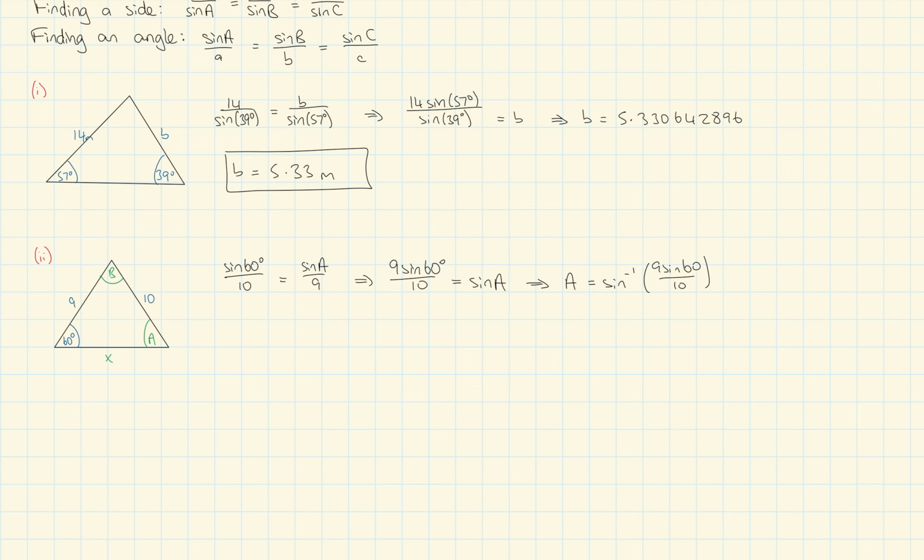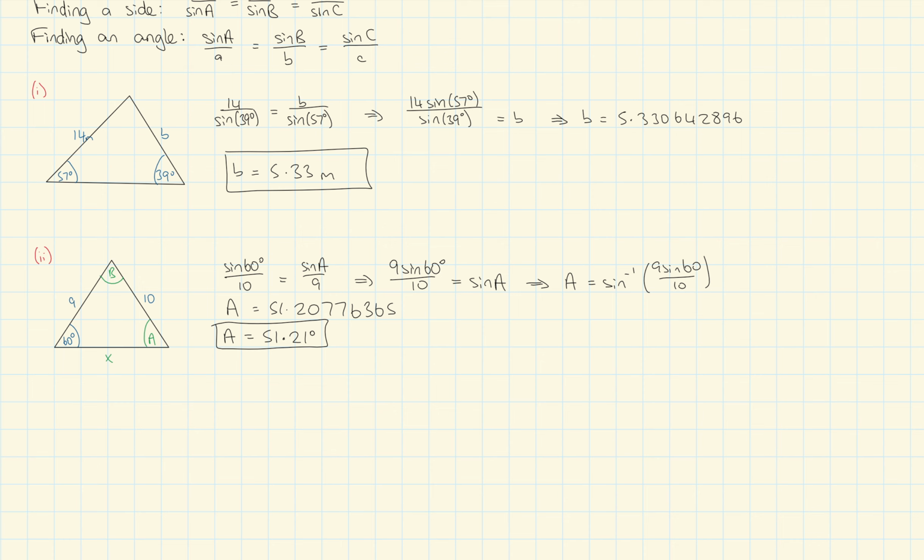So we get sine inverse, set up your fraction, 9 sine 60, close your bracket, all over 10, close the outside bracket. And we get that A is equal to 51.20776365. We can round to 2 decimals. So A is equal to 51.21 degrees.